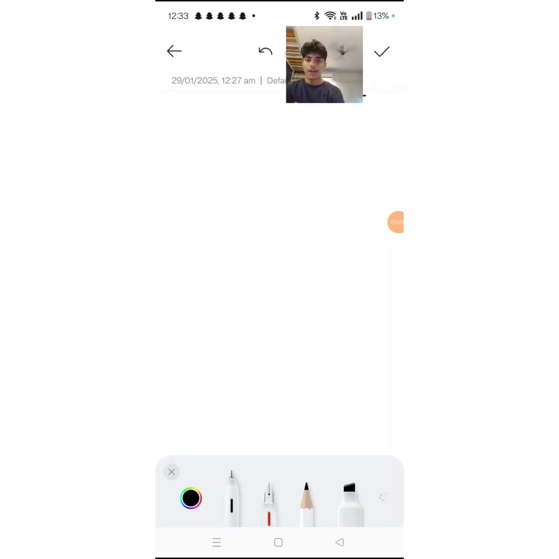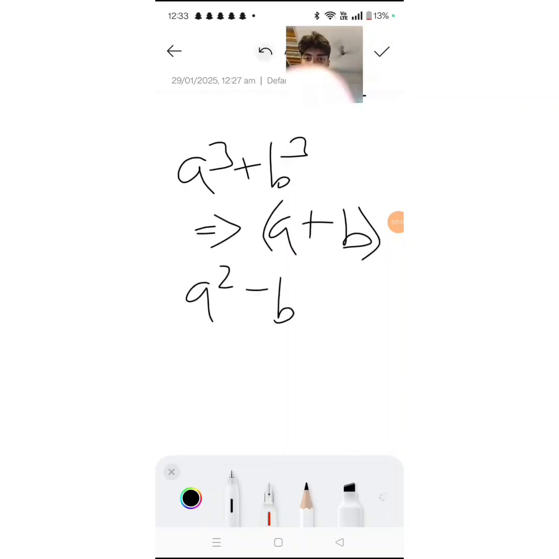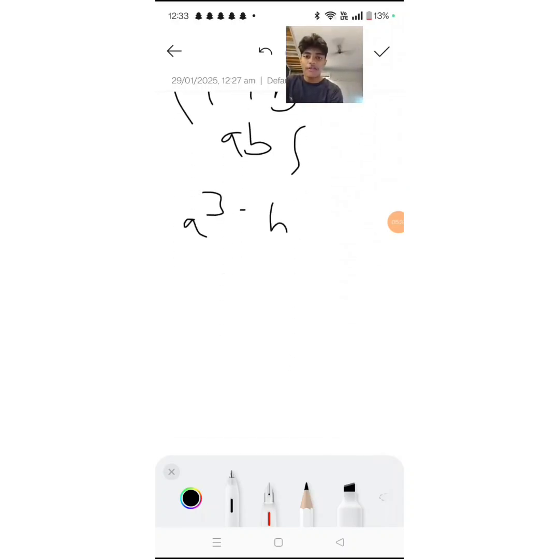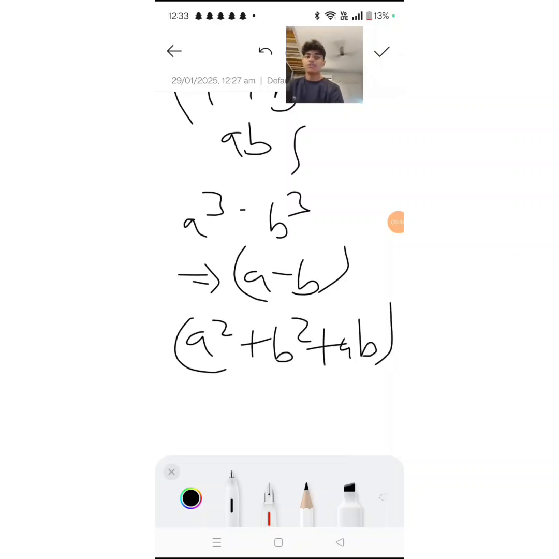And then you have two more identities. You have a cube plus b cube, which is basically equal to a plus b, a square plus b square minus ab. I think you would have learned this in factorization. And then you have one more identity, which is a cube minus b cube. It's just a minus b, a square plus b square plus ab. These are another two important identities. I think that's very essential for you to remember. Got it? So this is how you solve it.